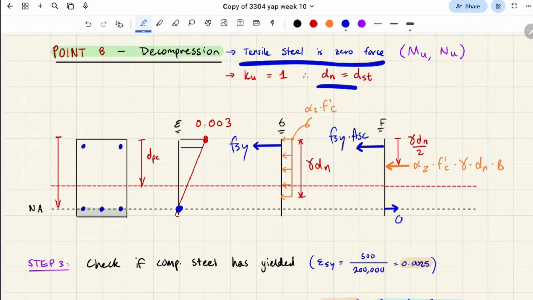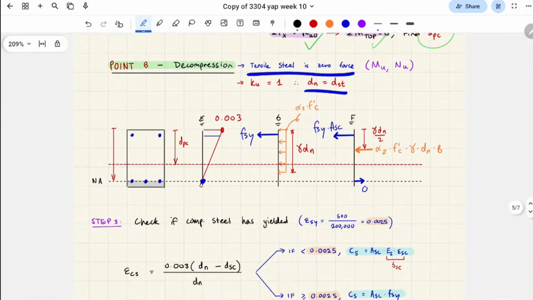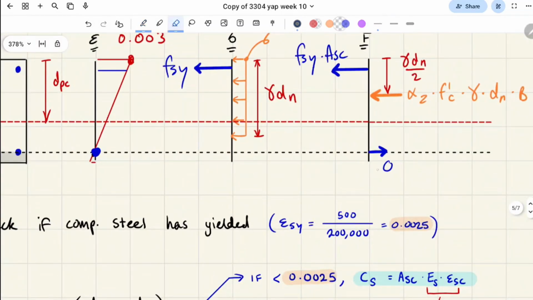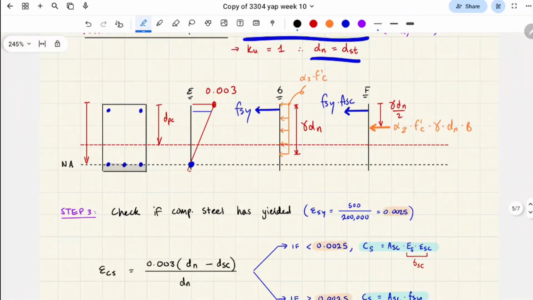So you know how we normally calculate dn? We don't need to calculate dn because we know where dn is exactly based on our assumption beforehand. I drew this arrow to kind of bait you, but this is 0 force. And then you take the moment equilibrium from there.